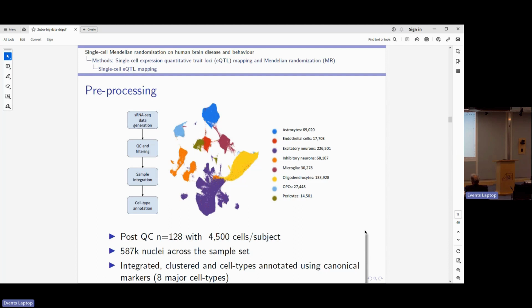So talking in more detail about the data that we have. This here shows a t-SNE plot of the 8 main cell types that we're able to call in our data set. In total, our sample size is 128 individuals, where we have around 4,500 cells per subject. And this makes around 600,000 nuclei across the sample set. And as said, we have integrated this data into the 8 major cell types in the human brain.